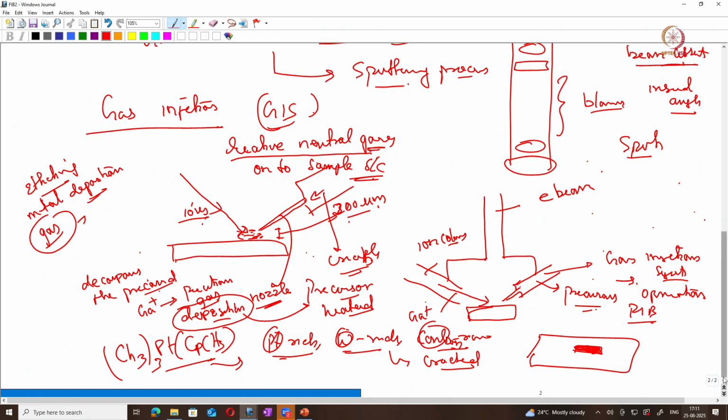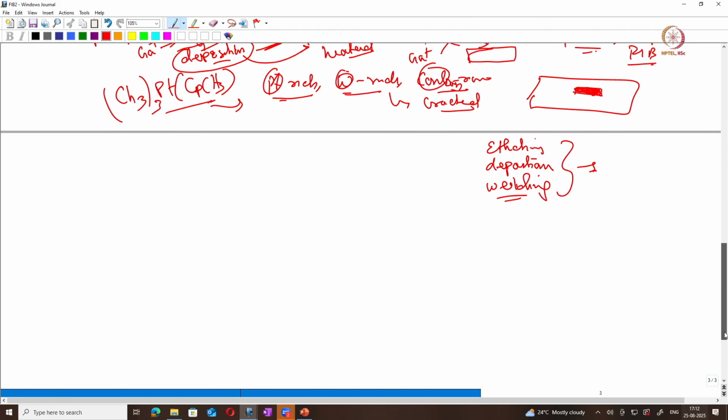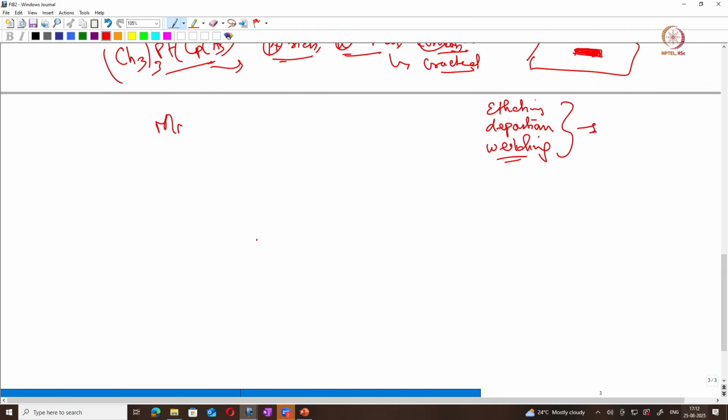Okay, and then what is the use of the gas injection system? One, as I told you, is for etching, for deposition, and also for welding. Okay, welding. We'll come to the welding at a later stage. First we'll describe another part of the FIB system, which is called the manipulator.